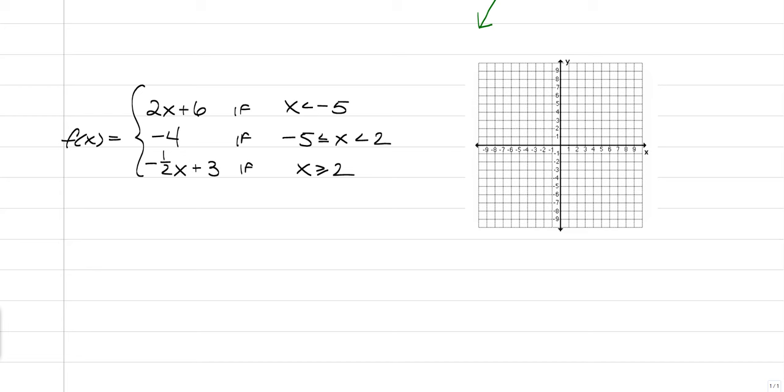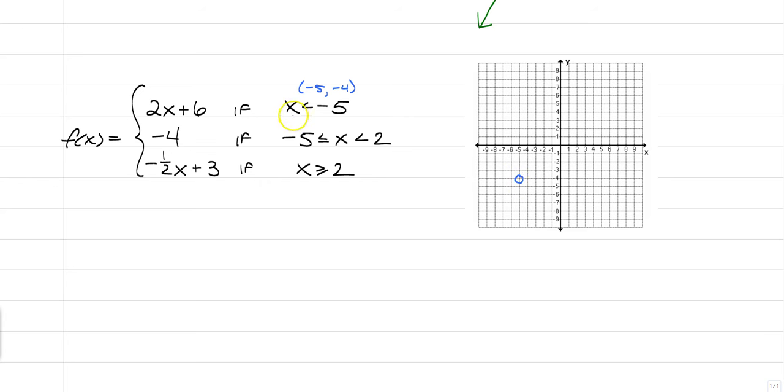So let's see how you did. Over here we have our starting point, which is -5. And we substitute -5 in here. We have a -5 times 2 is a -10, plus 6 is a -4. It is not included because it just says less than, so we're going to graph -5, comma, -4. And we're going to put an open circle.